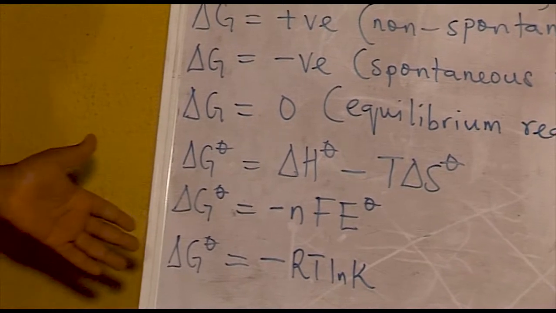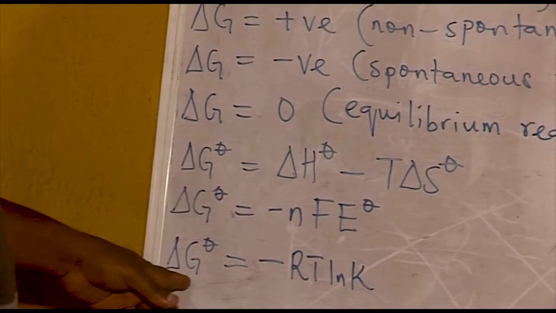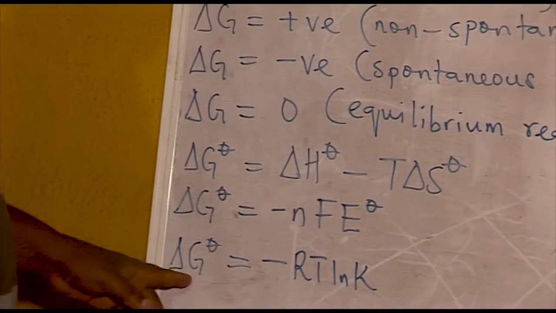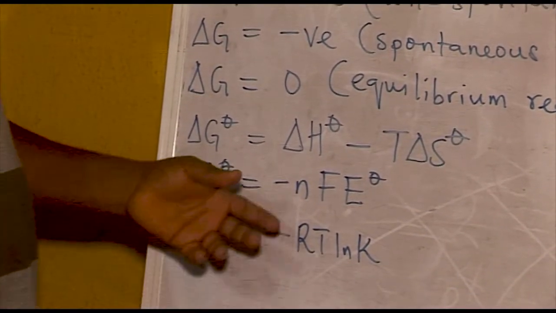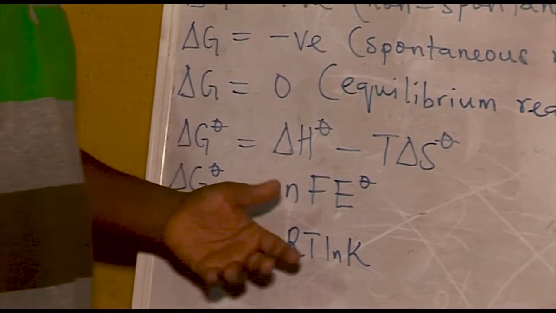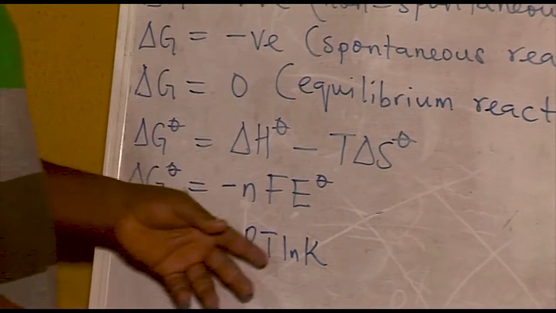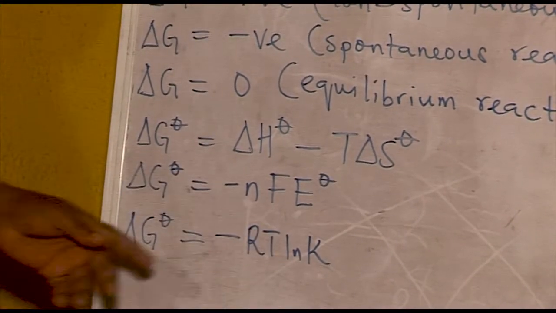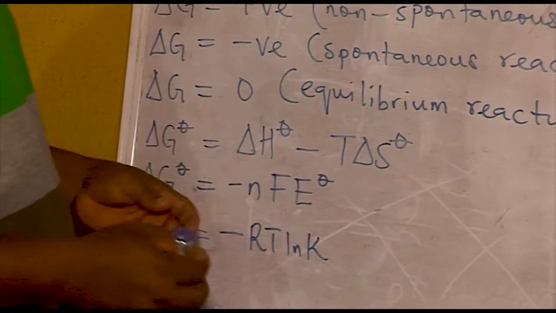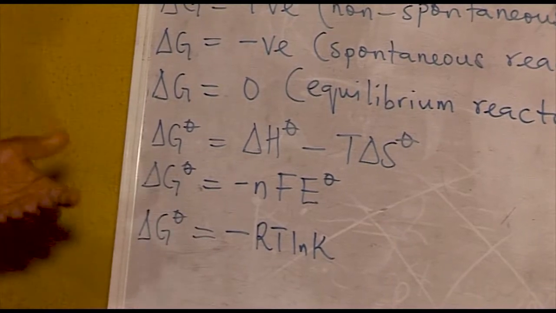We can also calculate Gibbs free energy with this last equation. Using this equation, dG equals minus RT ln K. R is the molar gas constant, T is the temperature in Kelvin, then the natural ln of the equilibrium constant. K is the equilibrium constant. We just take the ln of it.